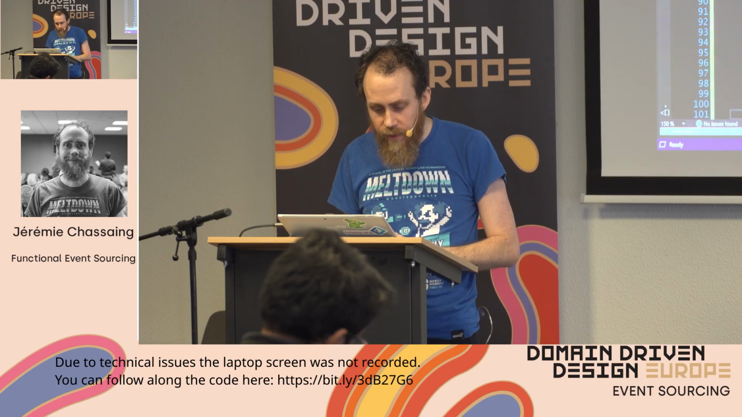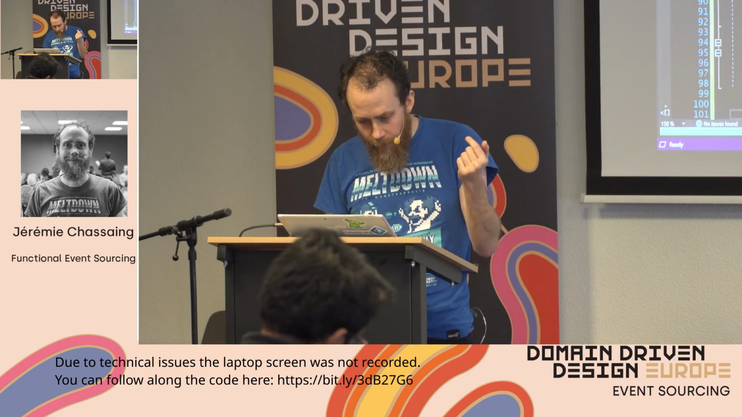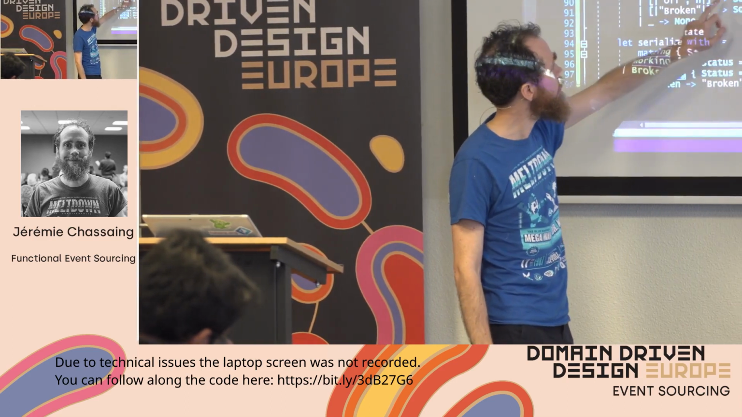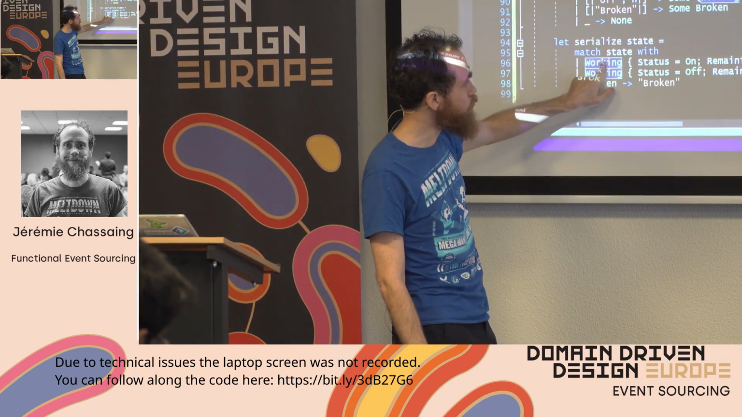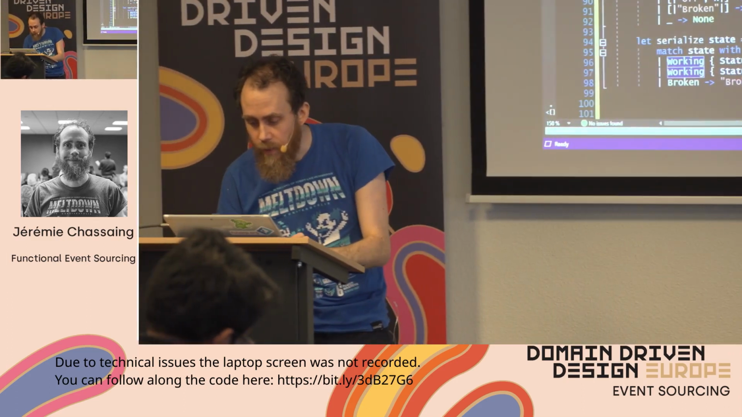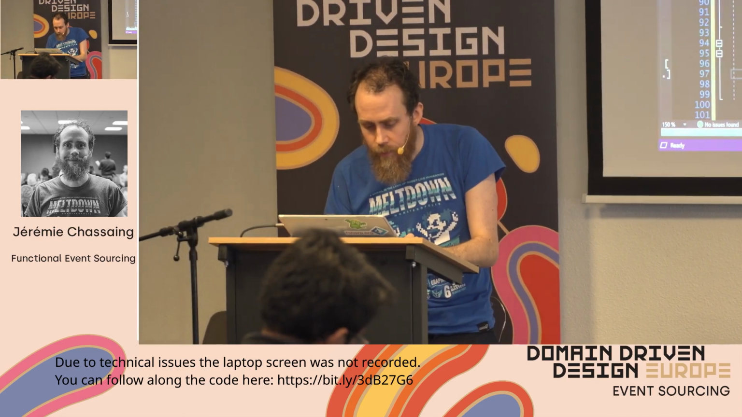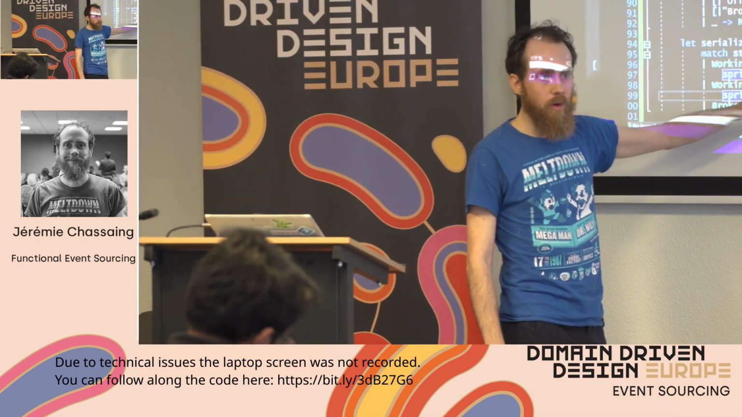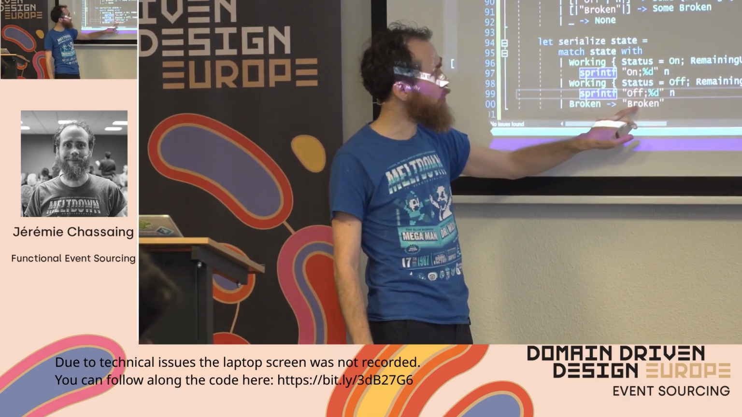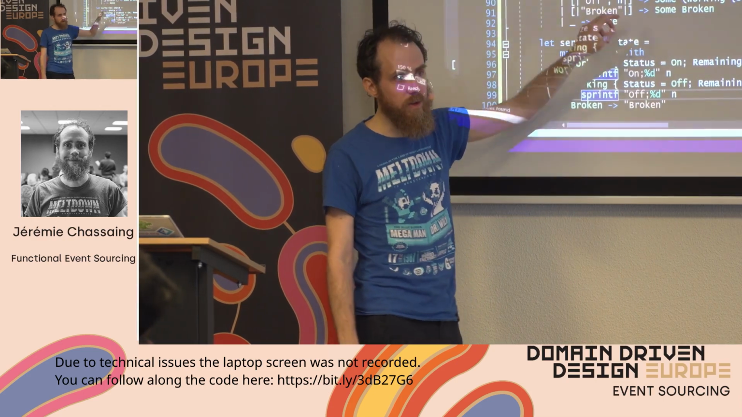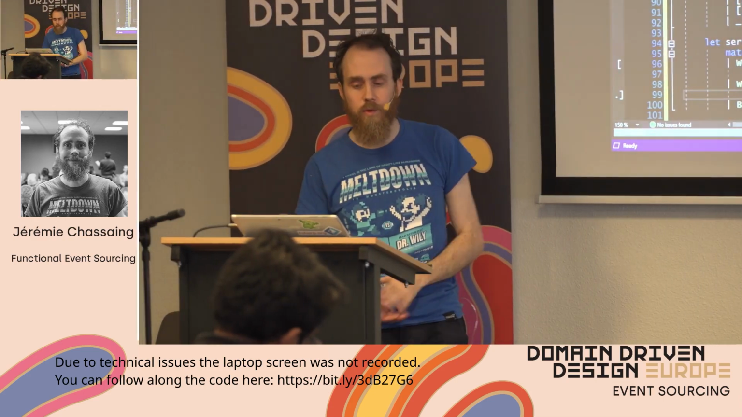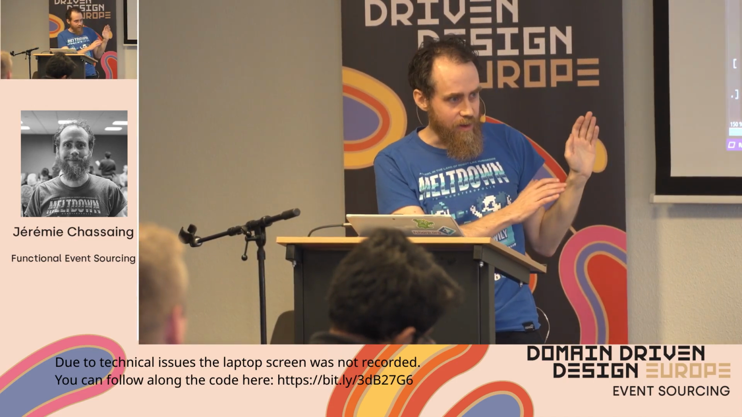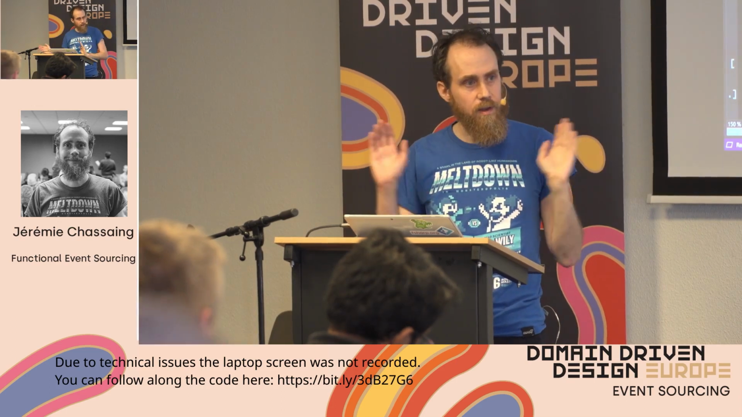This code is just serialization for my state. We have a deserialization function that takes a string. So my format will be this one. When it's on, it will be on with the number of remaining, off with the number of remaining, or broken, and this is just the deserializer in the other direction. Of course, usually you will use something like a JSON serializer, but you understand the idea. This is just that. This is the serializer, text to state, return.